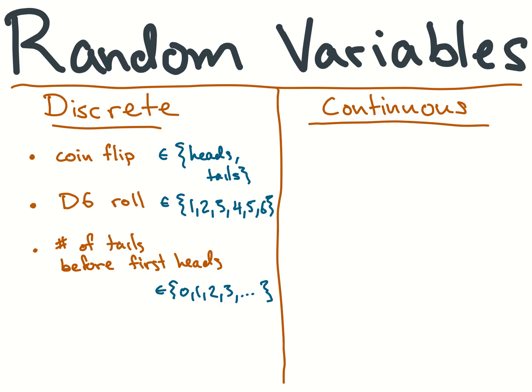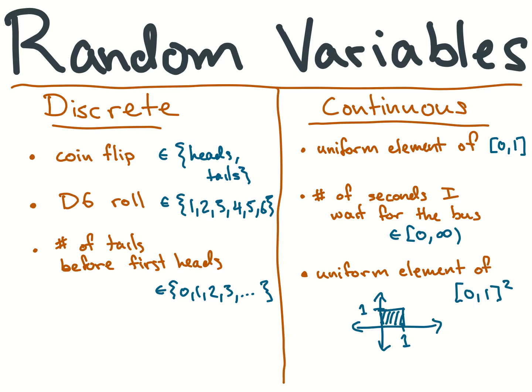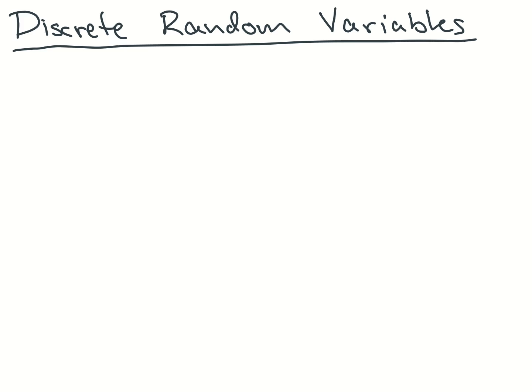Continuous random variables take values in a continuous set, which will often be a subset of the real line, like, for example, if my random variable is a uniform number between 0 and 1, or if it's the amount of time I wait for the bus. But it could also be an element of a higher dimensional space, like, for example, a uniformly random element in the unit square. You can specify a discrete random variable by writing down the probabilities of all its outcomes.